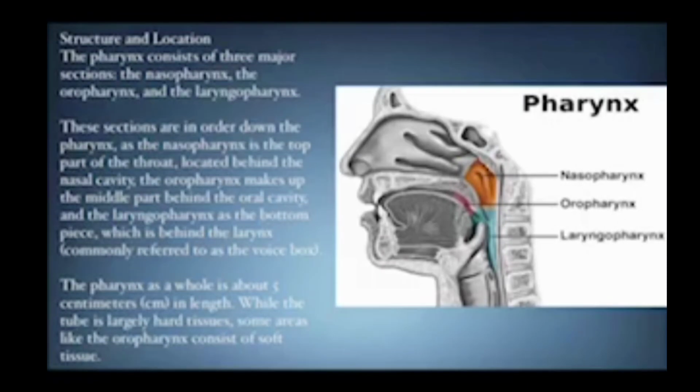The pharynx consists of three major sections: the nasopharynx, the oropharynx, and the laryngopharynx. These sections are in order down the pharynx, as the nasopharynx is the top part of the throat, located behind the nasal cavity. The oropharynx makes up the middle part behind the oral cavity, and the laryngopharynx is the bottom piece, which is behind the larynx, commonly referred to as the voice box. The pharynx as a whole is about 5 centimeters long, while the tube is largely hard tissues. Some areas like the oropharynx consist of soft tissues.